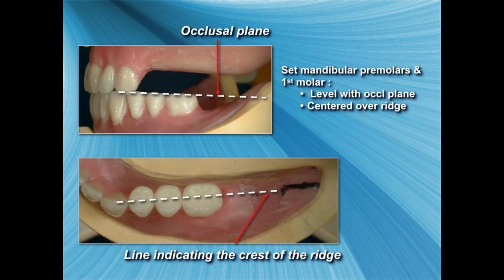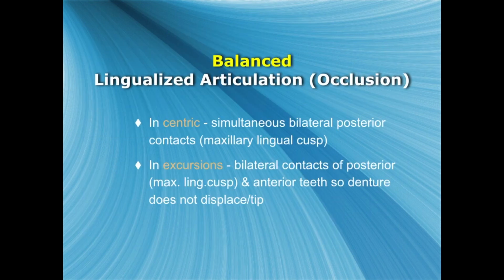There are a number of ways to set denture teeth, but in general, if we are setting the mandibular teeth first, for a lingualized occlusion, we will set the mandibular posterior teeth, the premolars and the molars, level with the occlusal plane and centered over the mandibular ridge. This is the area where we want the maxillary lingual cusp to contact. For a balanced lingualized occlusion, such as we will try to design at Dalhousie University, in centric, we want to establish simultaneous bilateral posterior contacts.